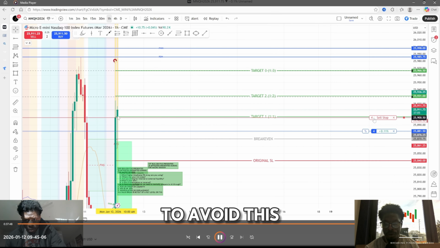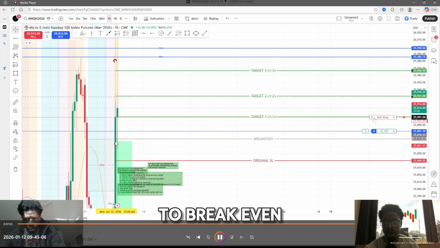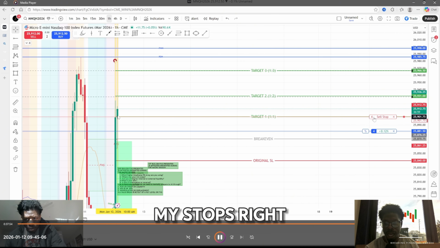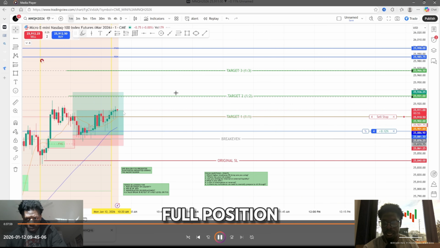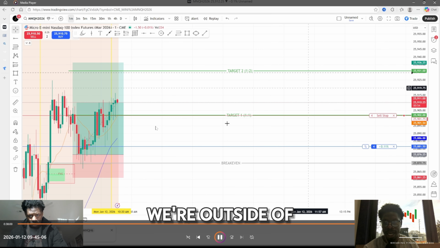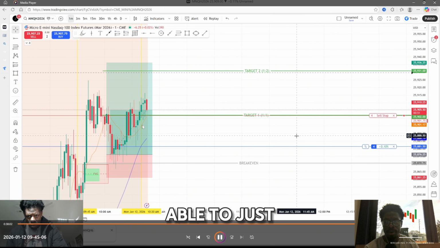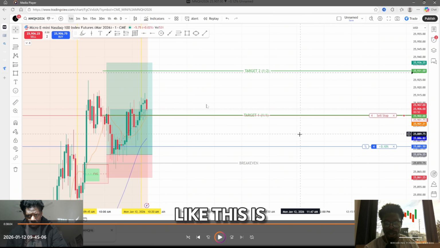So that's what I'm looking at. So in order to avoid this candle flipping down on me and going all the way back to break even, I just move my stops right there to my TP1, and it's just like, okay, I'll close my full position if we happen to flip, because we're outside of the macro. It's not like this is the 90-point target. This is the 60-point target, right? So we should be able to get above these highs and go ahead and get to where we're going to go. It's right after 10:20, 10:30 is coming up.